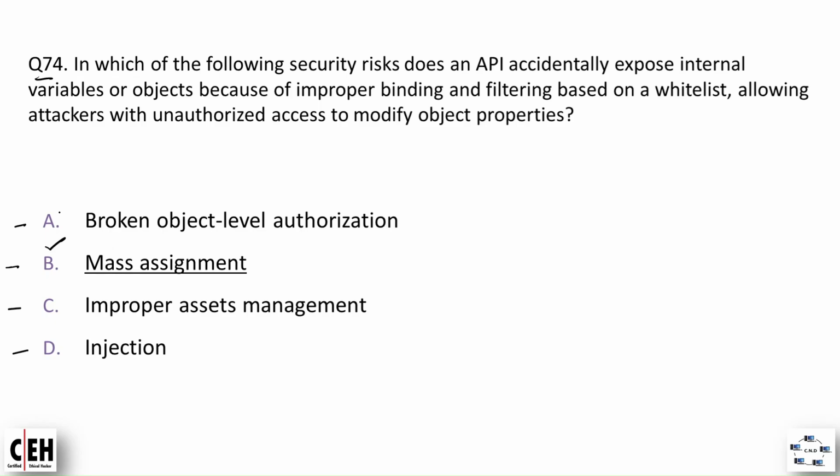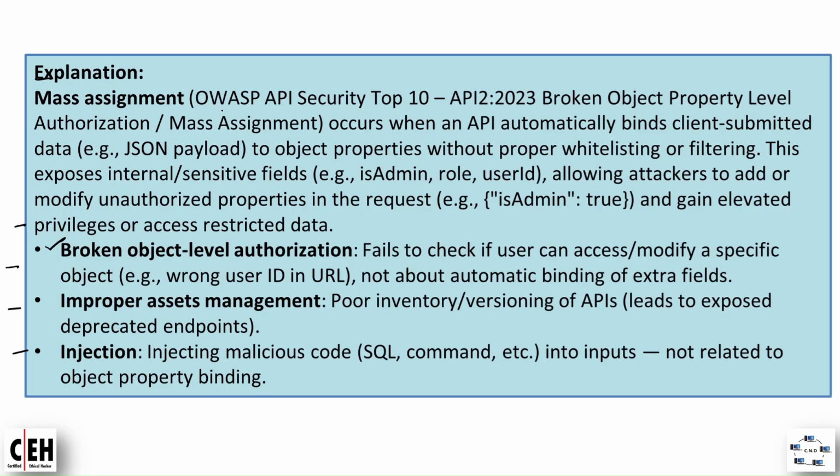option B, mass assignment. And the explanation is, mass assignment, covered in OWASP API Security Top 10 2023, broken object property level authorization and mass assignment, occurs when an API automatically binds client-submitted data, for example, a JSON payload, to object properties without proper whitelisting or filtering. This exposes internal and sensitive fields, for example, is_admin, role, user ID, allowing attackers to add or modify unauthorized properties in the request, for example, is_admin: true, and gain elevated privileges or access restricted data.